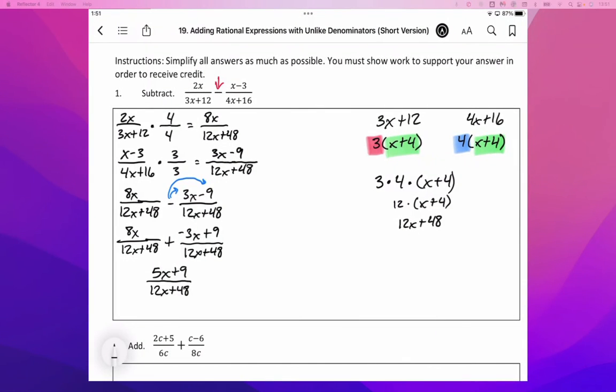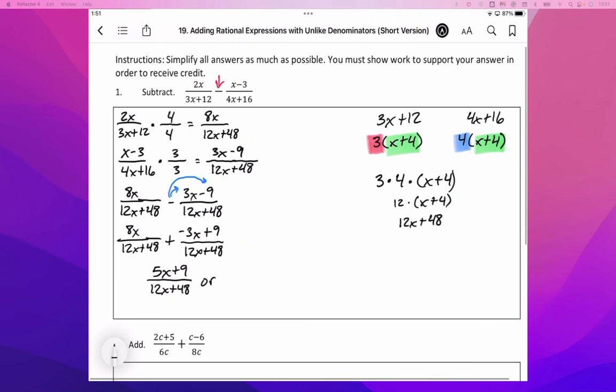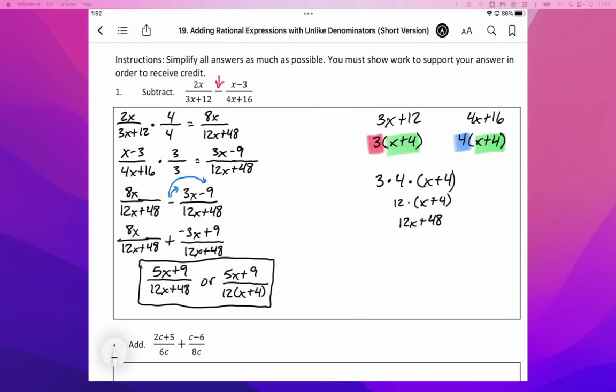And so that is one possible answer. The other possible answer, I think Alex will take that one, or you could notice that you could factor a 12 out of the denominator and make it 5x plus 9 over 12 times x plus 4. Either of those, I think, Alex would take as an acceptable answer. And in terms of the test, I would certainly take either of those as an acceptable answer.